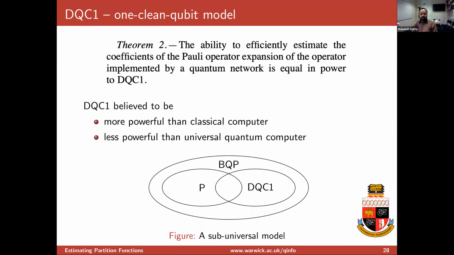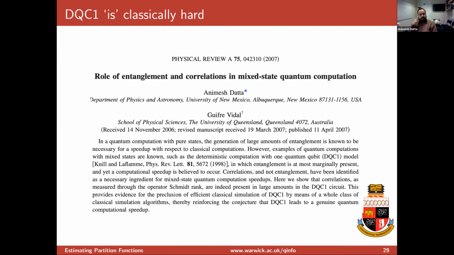Now, that's the computer science argument of why DQC1 is hard. As it turns out, many years ago, back when I used to be a PhD student, I had looked at this particular problem of what it means for DQC1 computation to be hard. And what we had actually found, in 2007, with Guifre Vidal, who used to be in Australia in those days, was that you could not efficiently simulate a DQC1 computation with a matrix product type computation, right? So that's what we showed, measured through the operator Schmidt rank: there are large amounts of operator Schmidt rank, and this shows the preclusion of efficient classical simulation of DQC1 by a whole class of algorithms, typically the matrix product state type algorithms.